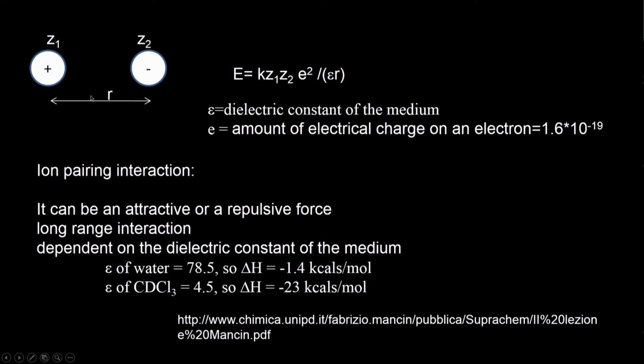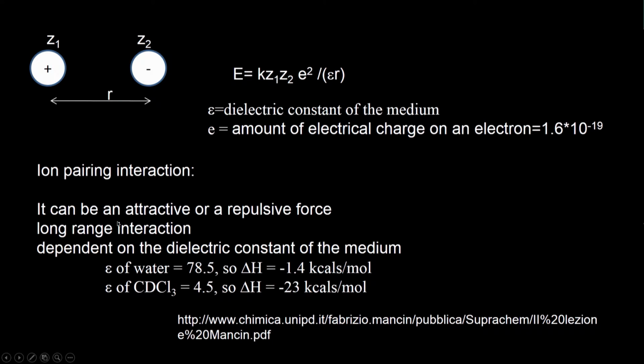Let's once again look at these non-bonded interactions. Although we looked at them in molecular modeling, once again we will look at them. The energy is given by some constant, where Z1, Z2 are the charges, e is the amount of electrical charge on an electron, that is 1.6 × 10⁻¹⁹. Epsilon is the dielectric constant of the medium that comes in the denominator, and r is the distance.